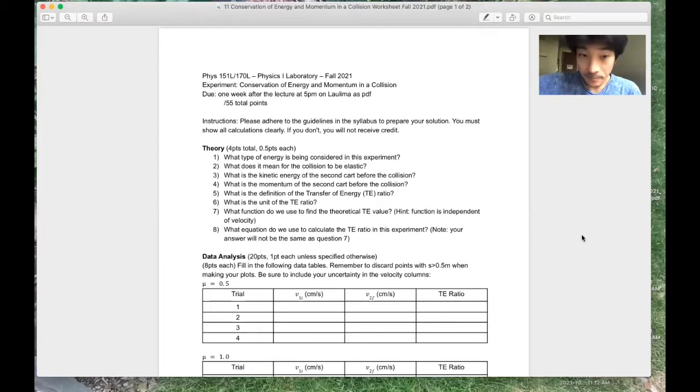Okay, so let's start with the theory portion. So what type of energy is being considered in this experiment? So for this question, you should consider what are the different types of energy and use that information to answer this question.